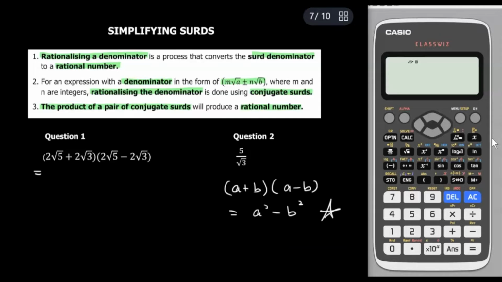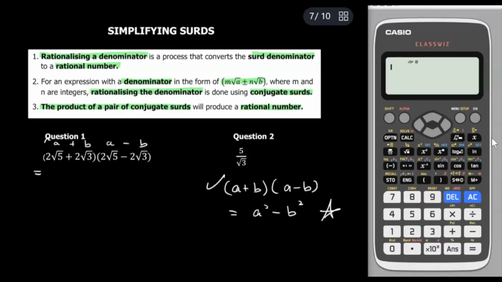This one is easy: 2 surd 5 plus 2 surd 3, then in the second bracket is 2 surd 5 minus 2 surd 3. Can you see the pattern is very similar to this? So now we're going to solve this. 2 surd 5 is the A, then this will be the B. This is the A and this is the B, this plus, this minus.